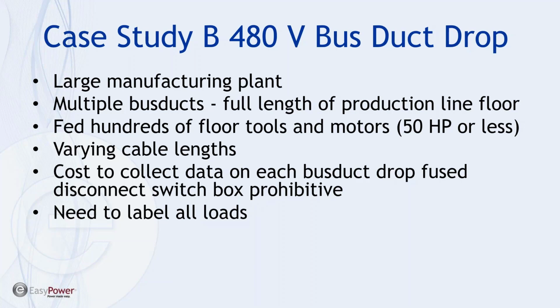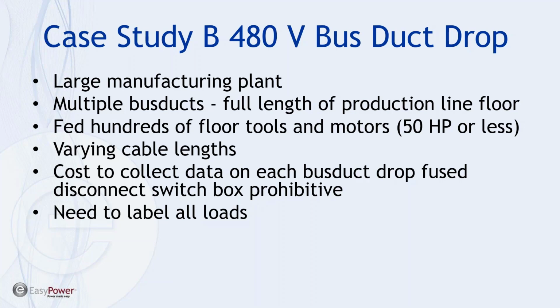And consequently, they didn't have the bandwidth, the personnel, or the shutdown time that would allow them to collect that data. So they needed to label all the loads on the floor. They had cordoned off the bus duct so that nobody actually accessed it during energized conditions. And so it was one thing to put a danger label on the bus duct. It's another thing not to label the motor drops on the floor.